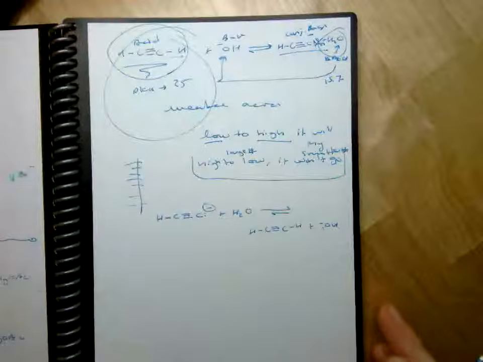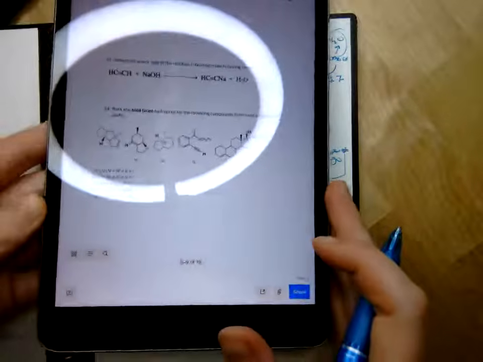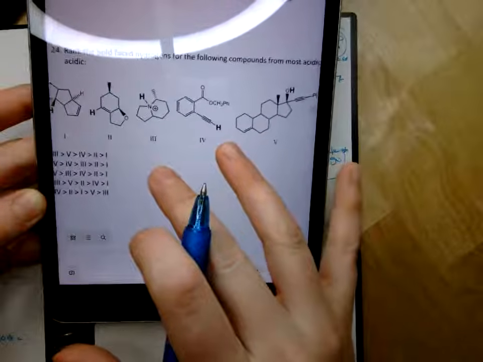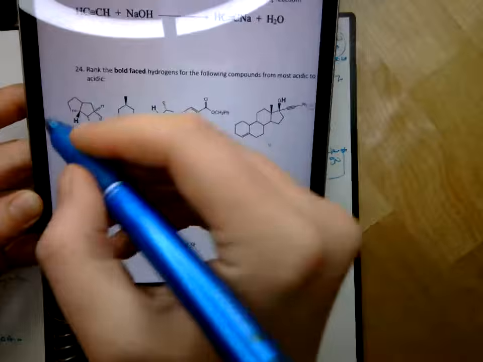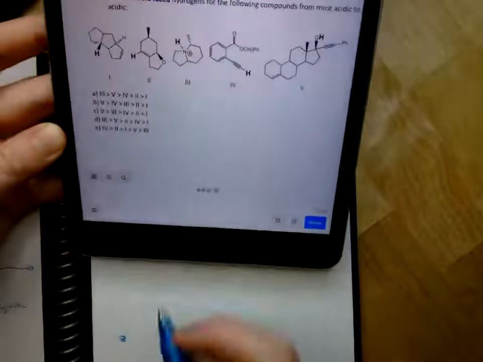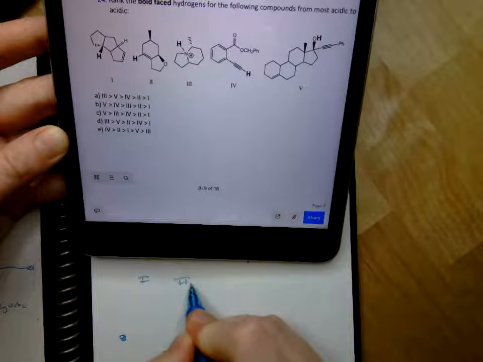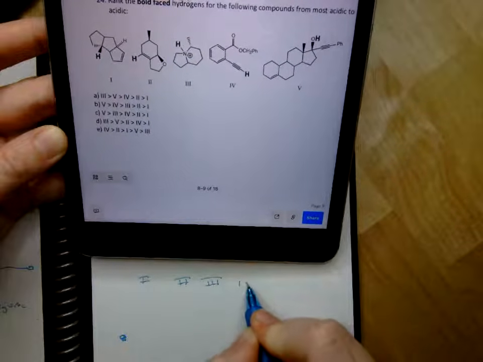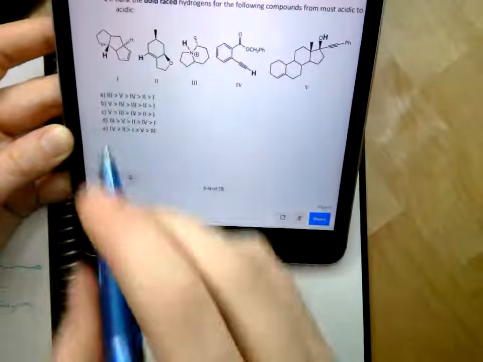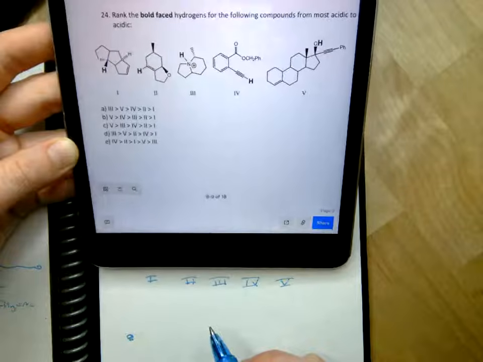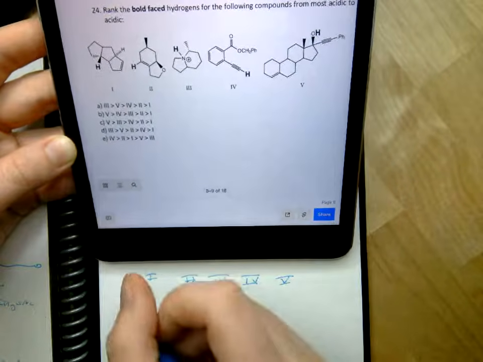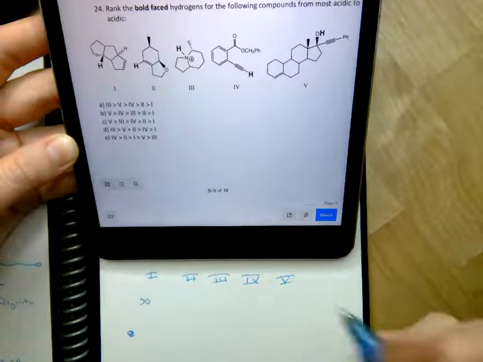Okay, and then 24 is rank the bold-faced hydrogens for the following compounds. So I just do the pKa for each one of them. So this one right here, 24, I'll do 1, 2, 3, 4 and 5, so that way I don't have to keep holding this up. So 1, it looks like it's a hydrogen off of an sp3 hybridized carbon. So that pKa should be about 50.